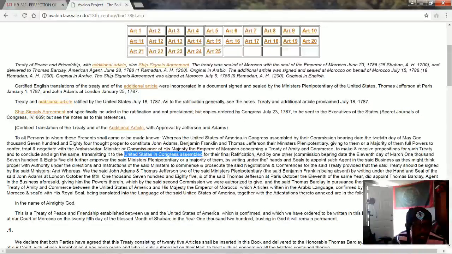And whereas we, the said John Adams and Thomas Jefferson, two of the said ministers plenipotentiary, the said Benjamin Franklin being absent, by writing under the hand and seal of the said John Adams at London, October the 5th, and the other of the said Thomas Jefferson at Paris on October the 11th, did appoint Thomas Barclay agent in the business aforesaid.